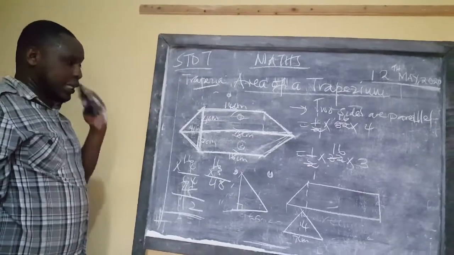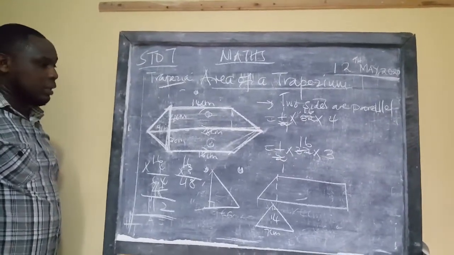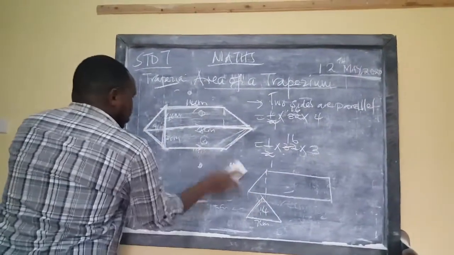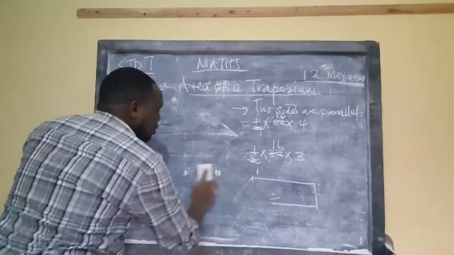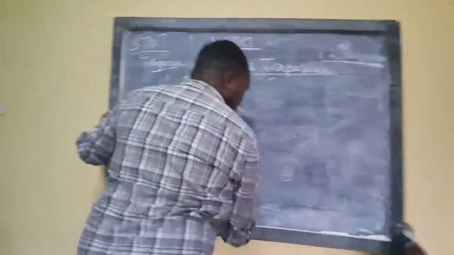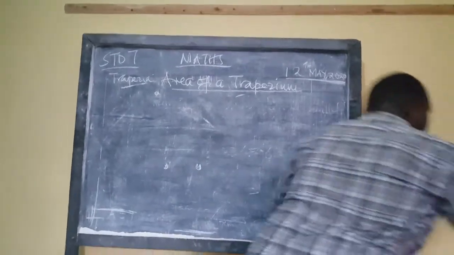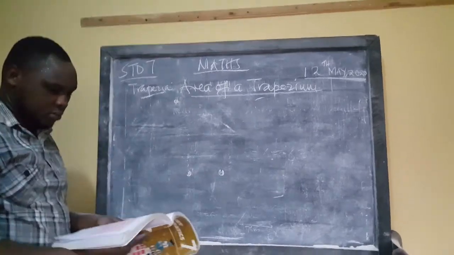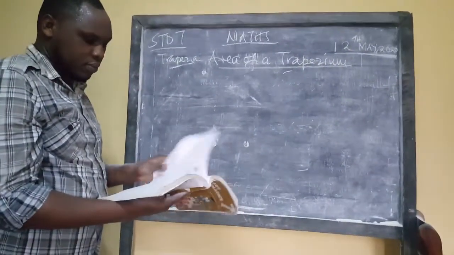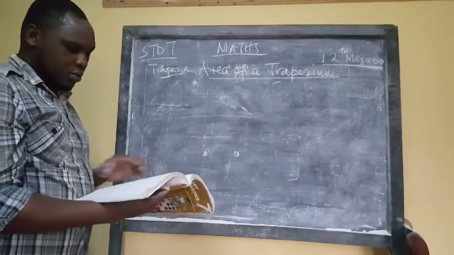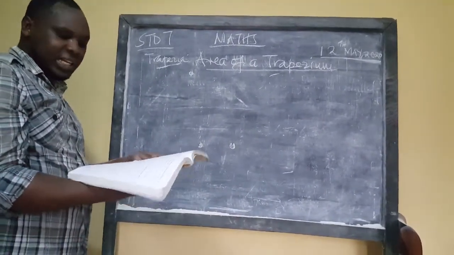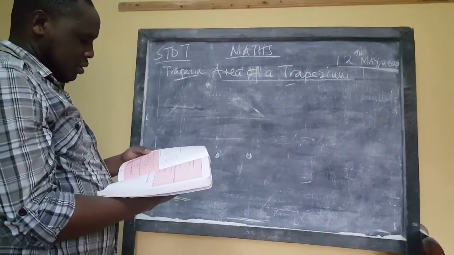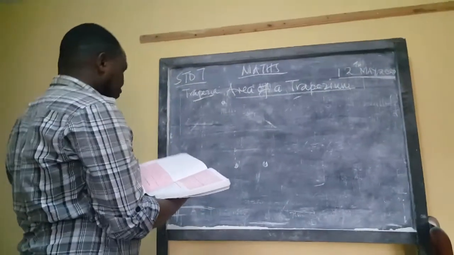So there's an exercise in the book, Primary Maths. So I want you to attempt some questions there. I will do one, then leave the rest to you to be able to calculate. On page number 119, where various types of trapezium. I'll do number 5A.